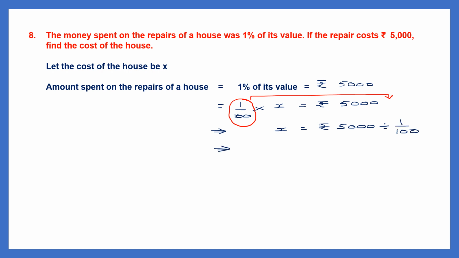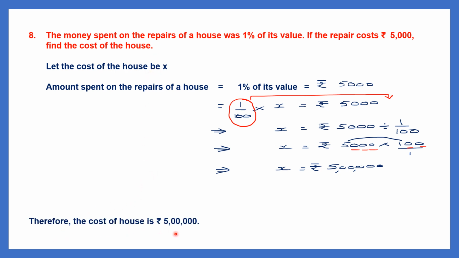So let's solve for x now. X is equal to rupees 5,000. Division becomes multiplication. 1 by 100 becomes 100 by 1. So the value of x will be rupees. Now 5,000 into 100. 5 into 1 is 5. Now count all the zeros. 1, 2, 3, 4, 5. There are 5 zeros. So this is how much? 5 lakh. So we have found the cost of x. X is 5 lakh. And what is x? The cost of the house. So let's write that. The cost of the house is 5 lakh rupees.